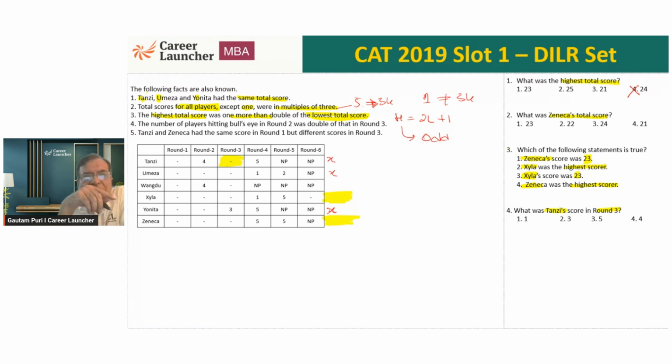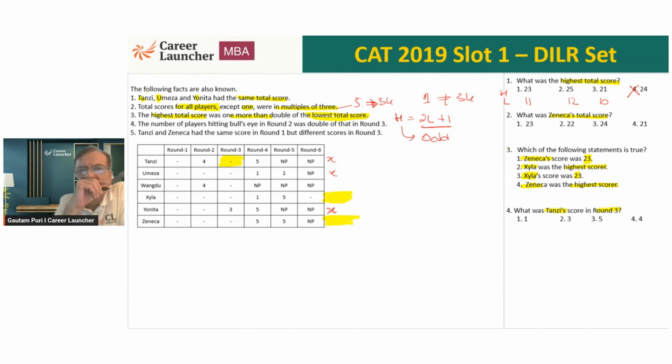This particular statement is telling me highest total score has to be twice of the lowest, which means it will be even, plus 1. That means odd ho jayega. So this number has to be an odd number. So pehla khatam. Secondly, if 23 is the highest total score, what will be the lowest total score? 23 minus 1, 22 by 2, 11. Then the lowest will be 11. If highest is 25, lowest will be 12. If highest is 21, lowest will be 10.